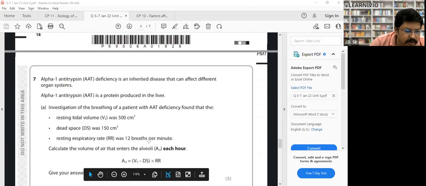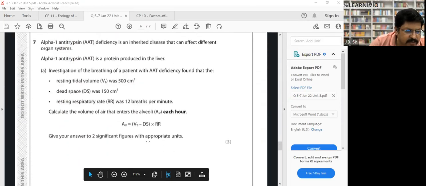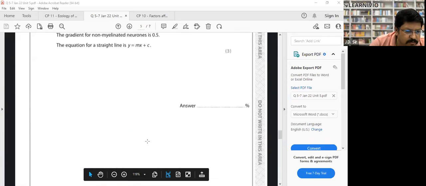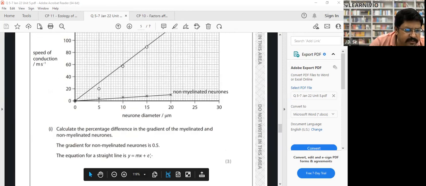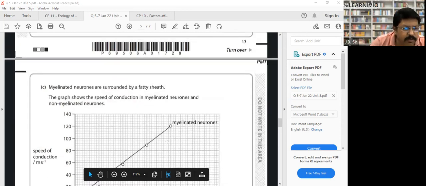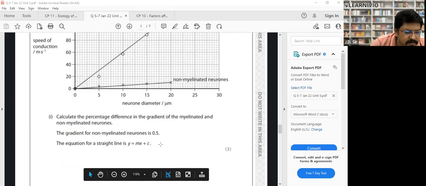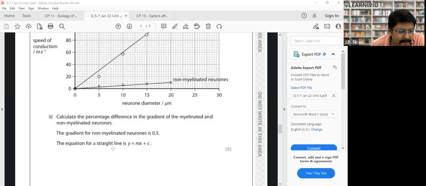It has not been given over here. What is the c? Is it there? No, you have to figure out what value is what. Y is the value on the y-axis. X is the value on the x-axis. M is the gradient, the coefficient 0.5. It is given. What is the value of c? That I don't know. But this one we are doing for non-myelinated neurons. See, the gradient for non-myelinated neuron is 0.5. The gradient of non-myelinated is already known. So we have to understand the myelinated neuron.